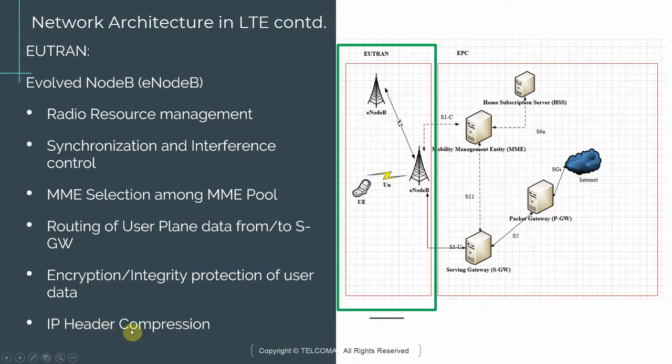The other important function is IP header compression. What this means is, in order to make the transmission of packets reliable between both network elements, the eNode B does some IP header compression to decrease the amount of bandwidth that is needed to make the transmission more reliable.